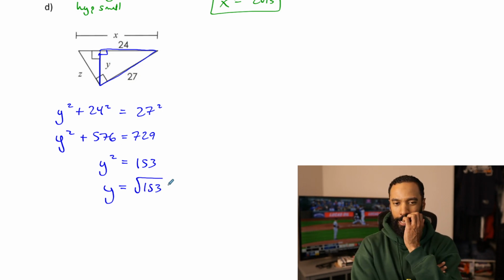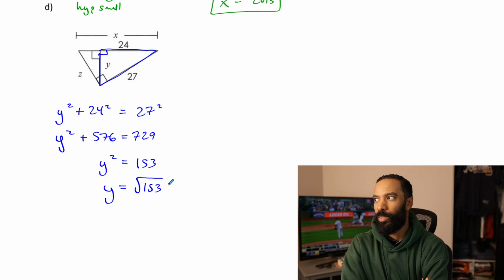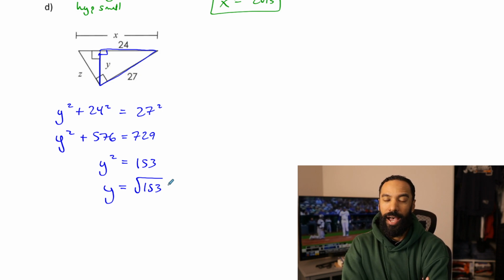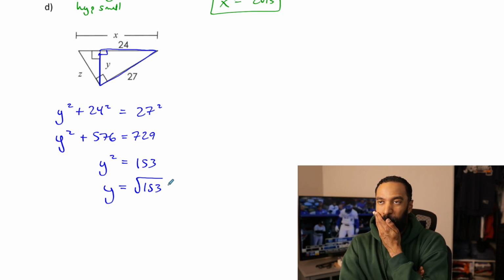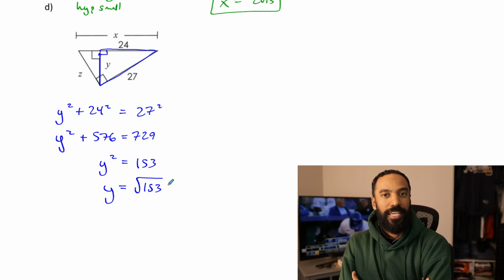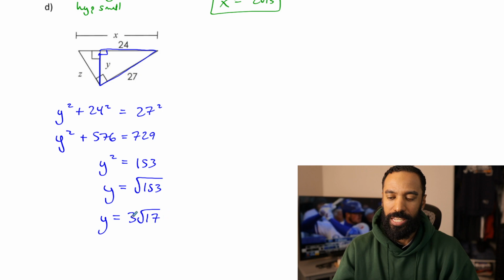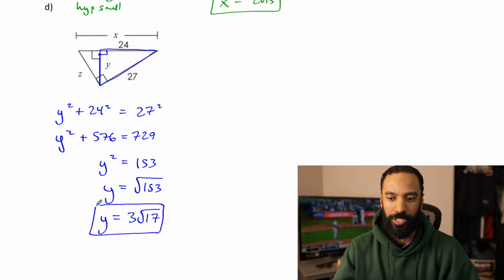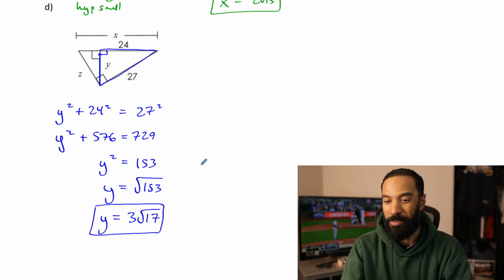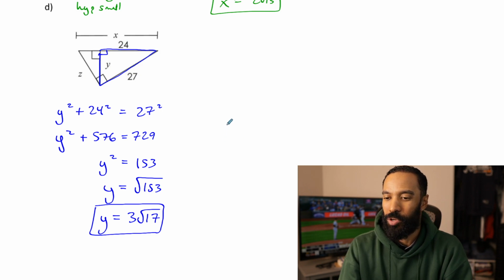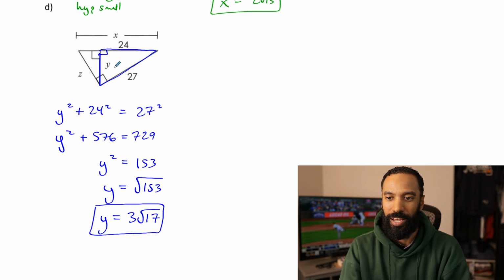And in all honesty, I don't... That does simplify. 9 and 17. So 3 root 17 is that result. Wow. I was going to say that looks like a prime number. It's not a prime number. That can divide by 9. So 3 root 17 is that y value.